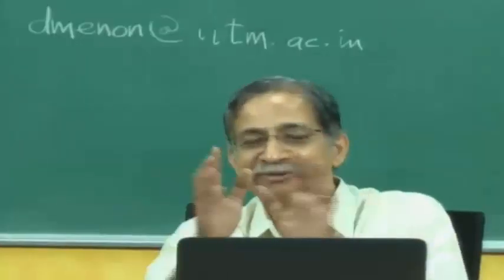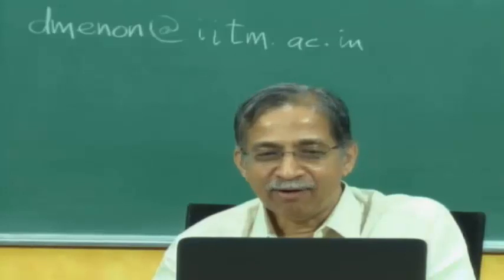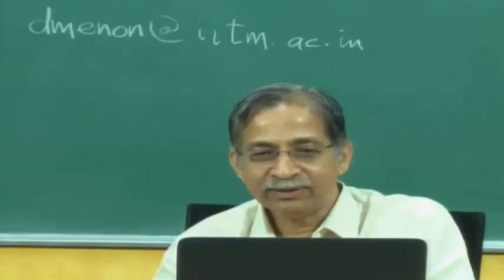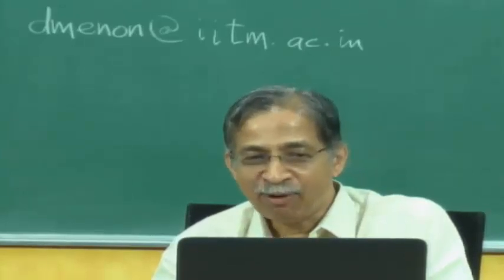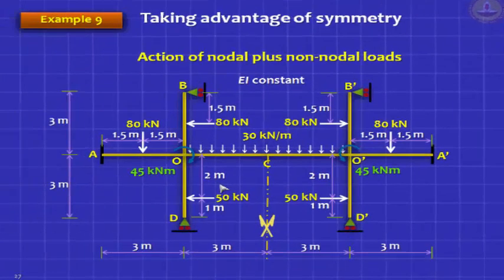Let's take a very difficult problem, apparently difficult. How many members are there? 7 members, but fortunately there is some symmetry in this structure. Can you tell me what is the minimum degree of kinematic indeterminacy in this structure? On top of that, you have a concentrated moment acting at O and B, 45 kilonewtons.